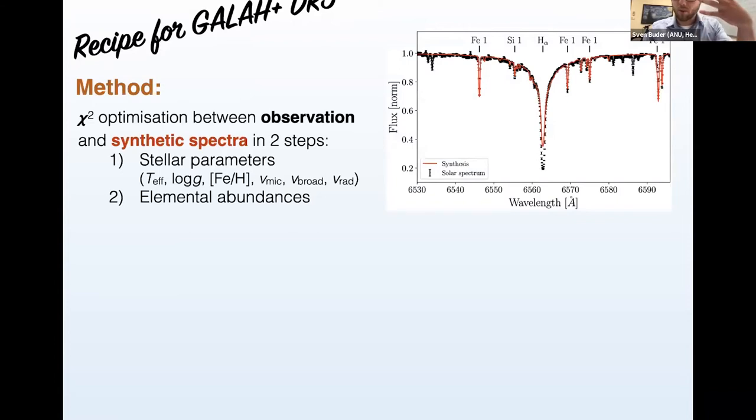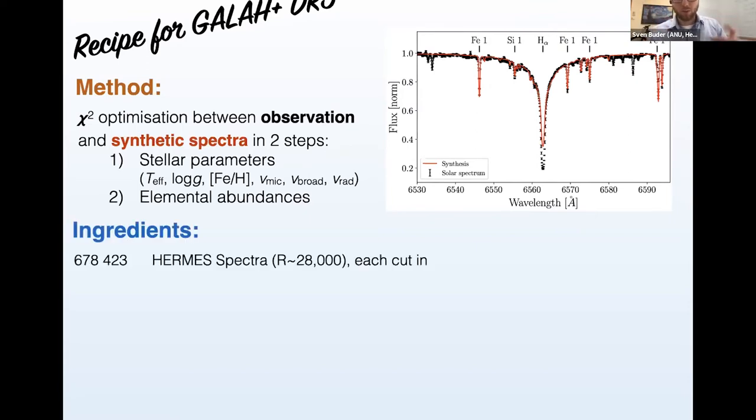Now, for this estimate, we use a recipe, and the full recipe is published in MNRAS. But just to give you an idea of how we do that, we have our spectrum, our 1D spectrum, so flux versus wavelength. And in the top right, you see the observations with error bars. And what we try to do is a chi-square optimization between this observation and synthetic spectra in a two-step process. In the first step, we estimate stellar parameters by changing the input to generate the synthetic spectra. So important stellar parameters like the temperature, surface gravity, and iron abundance, and so on. And once we're happy with these, we go to the individual element lines and estimate the elemental abundances.